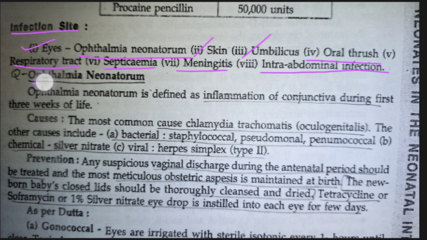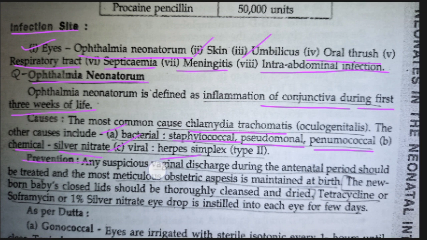First, ophthalmia neonatorum. This is the infection and inflammation of the conjunctiva, the eye part, and this occurs in the first 3 weeks after the birth. It is caused by Chlamydia trachomatis, and apart from this, even because of bacteria like staphylococcus, pseudomonas, pneumococcus, and chemicals like silver nitrate. Overuse of this silver nitrate can cause it. If it is used at a normal level, no need to worry, it will not lead to infection or inflammation. And viruses like herpes virus type 2 can also cause ophthalmia neonatorum.